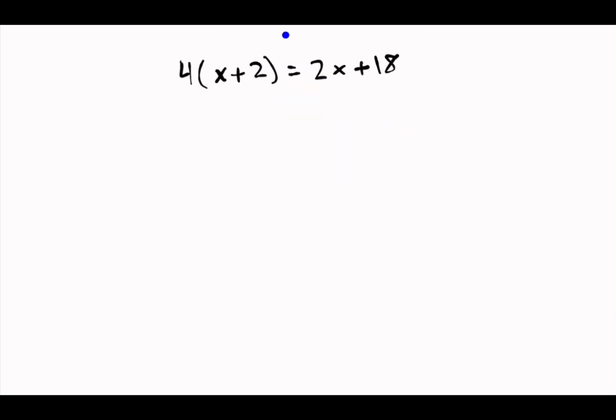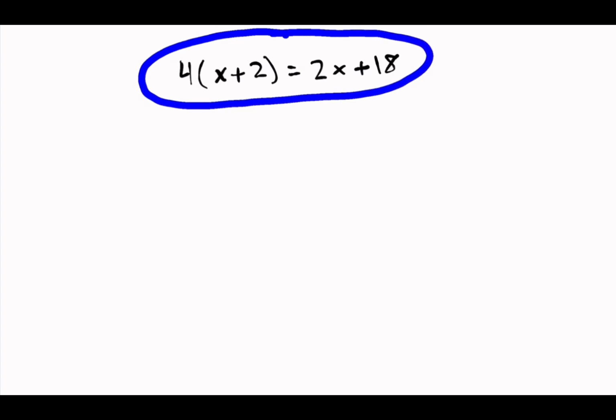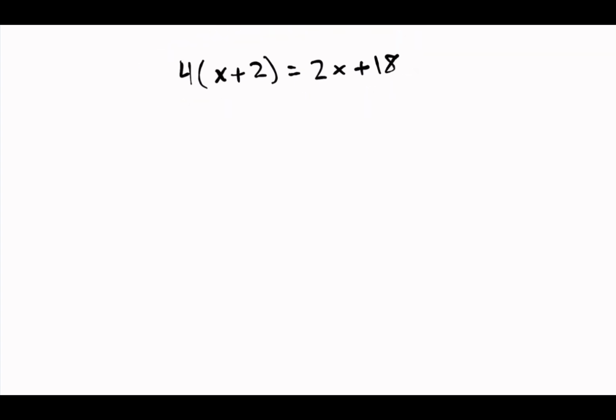Now let's do a slightly harder one where we have to distribute first. So we're going to have 4 times the quantity x plus 2 equals 2x plus 18. The first thing I want to do is distribute. I have this 4 and I'm going to multiply it to each term inside my parentheses. So I'm going to have 4x plus 4 times 2 is 8 equals 2x plus 18.